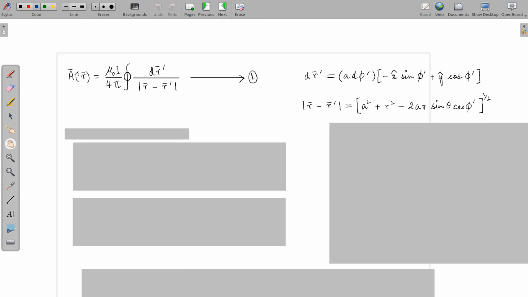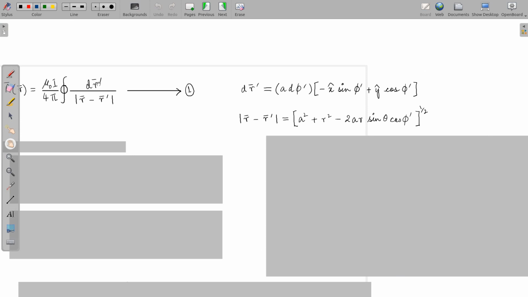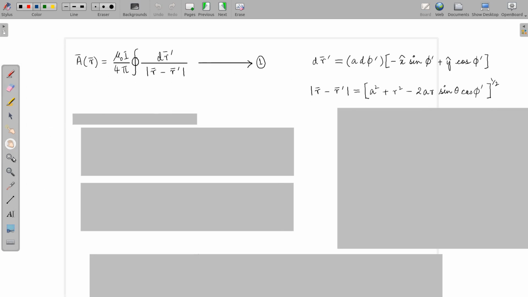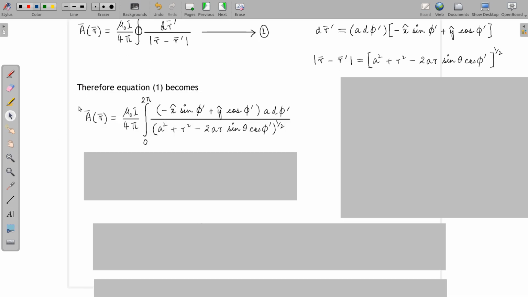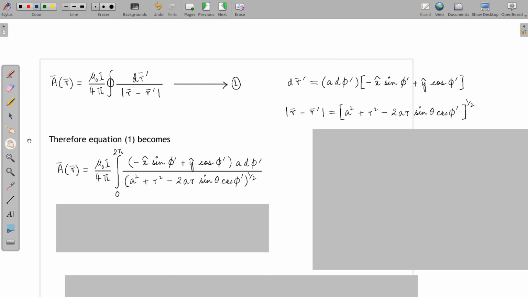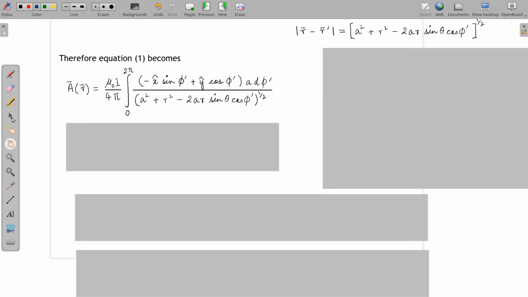So we have the vector potential A is this. We tried to find out this and this separately. So dr prime we found out to be this, and modulus r minus r prime is this. We also had a simplification, that ax is 0 and az is 0, which leaves behind only ay. So in equation number 1 we replace this dr prime with this, and modulus r minus r prime we replace with this in the denominator. So this is what we get.